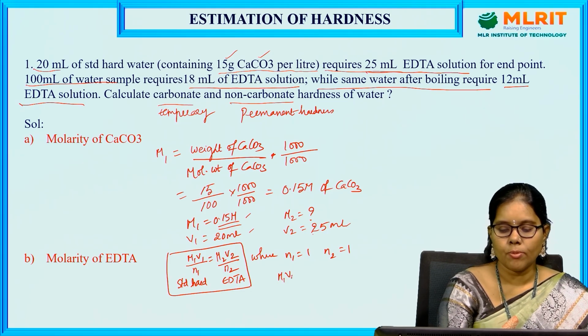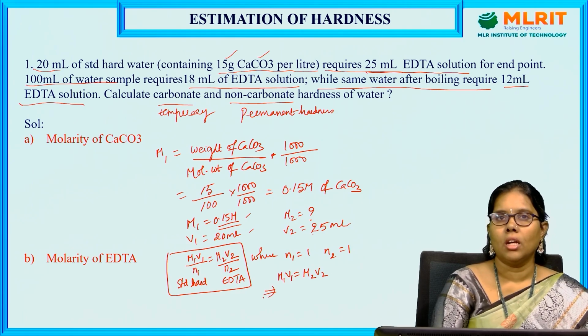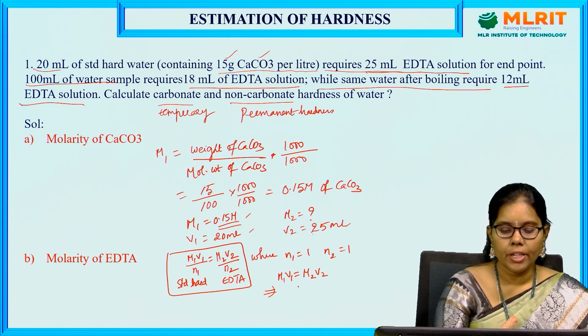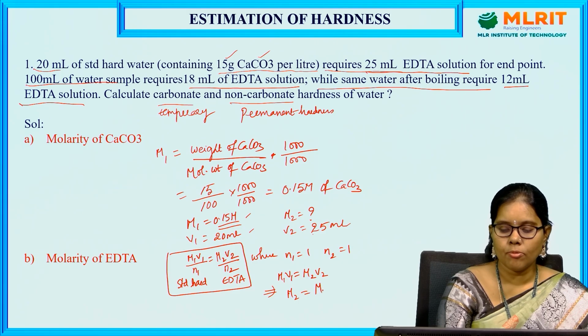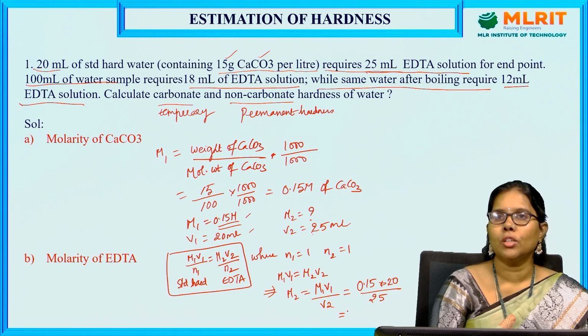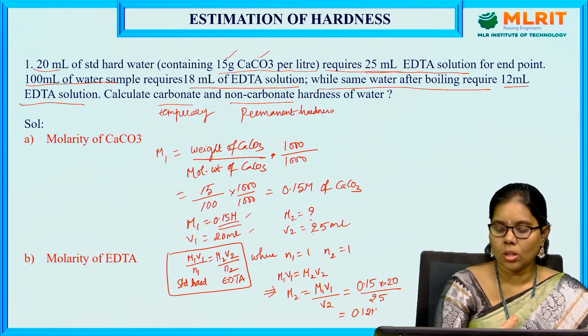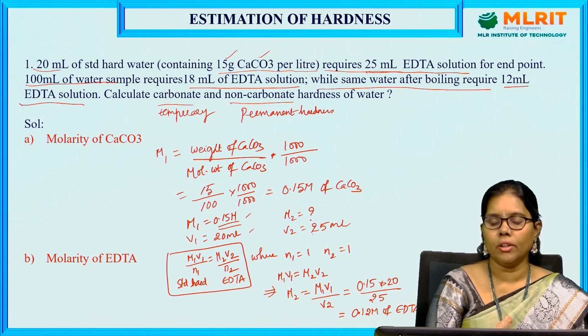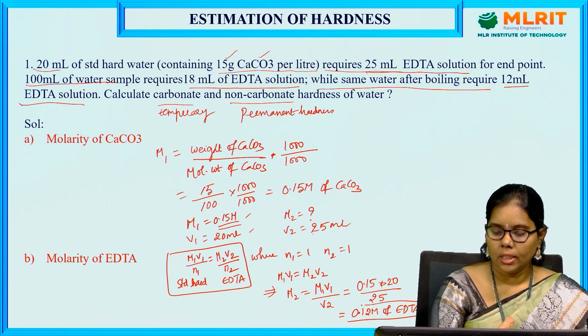We have the formula M1V1 is equal to M2V2, where small n1 and n2 are 1. So we require M2. M2 is equal to M1V1 by V2. What is the M1 value? It is 0.15. V1 value is 20. V2 value is 25. Altogether, you will get 0.12 molar of EDTA. So the concentration of EDTA is 0.12 molarity, which is helpful for the next calculation.